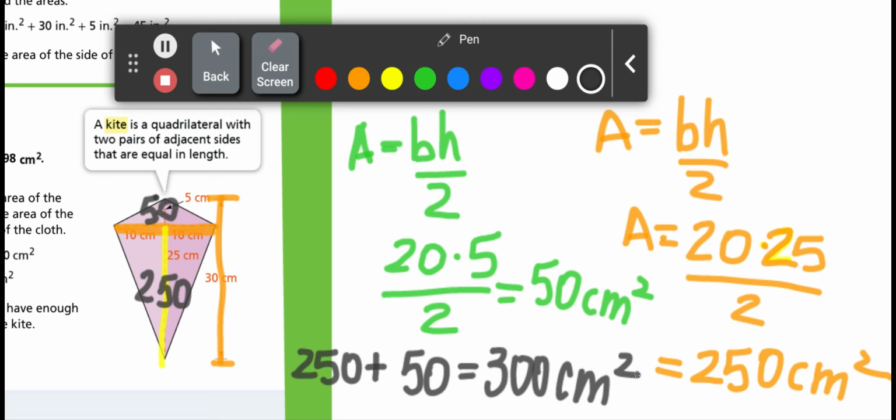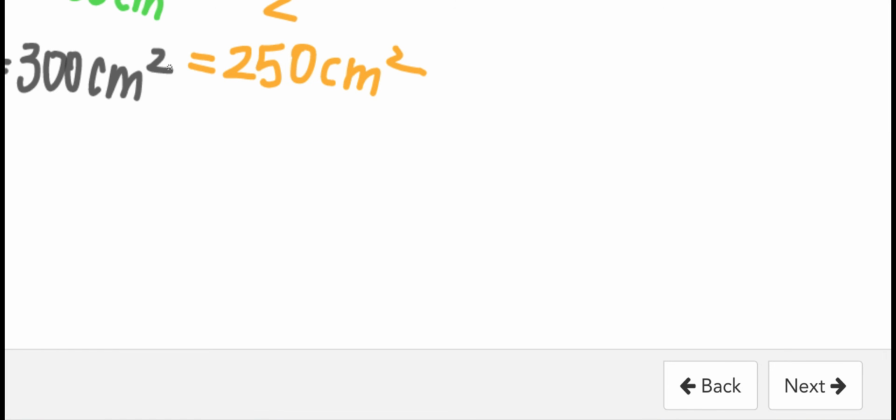Tomorrow we will do more practice with these. I will print out paper with the kites and the trapezoids to help you divide up the pictures, shapes.